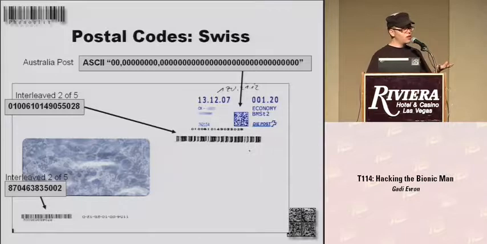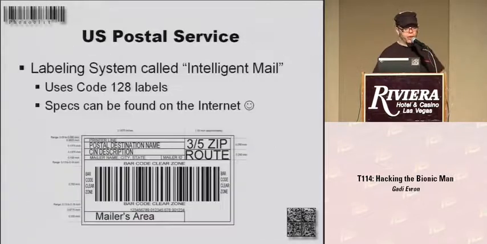Probably not at all. So if you want to send mail in Australia, get a bunch of zeros and put them in a barcode. They also had real barcodes, but those were postal system barcodes and interleaved, and they had nothing to do with the payment. And then we have the US postal system. This is probably going to get me in trouble.